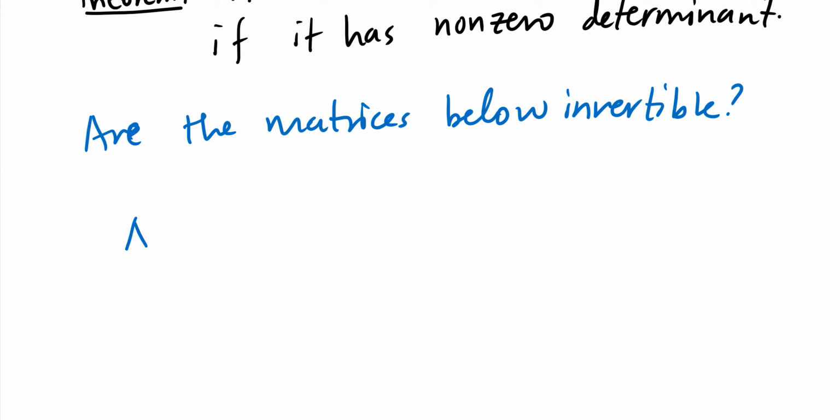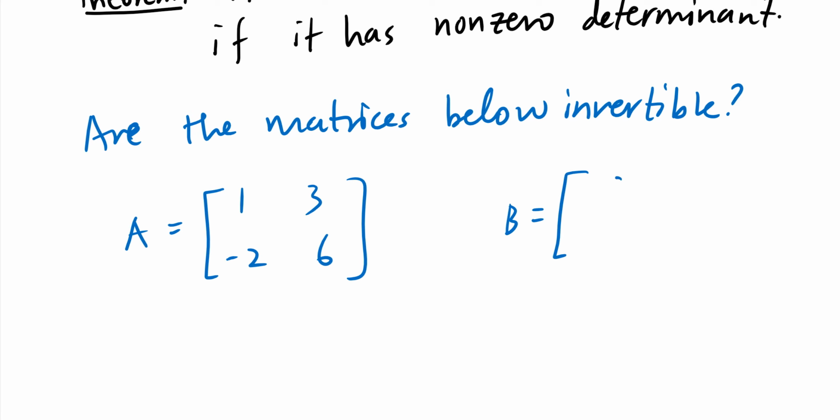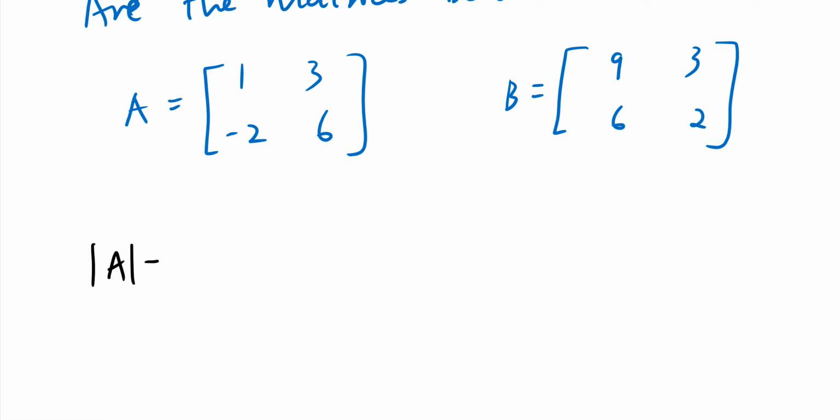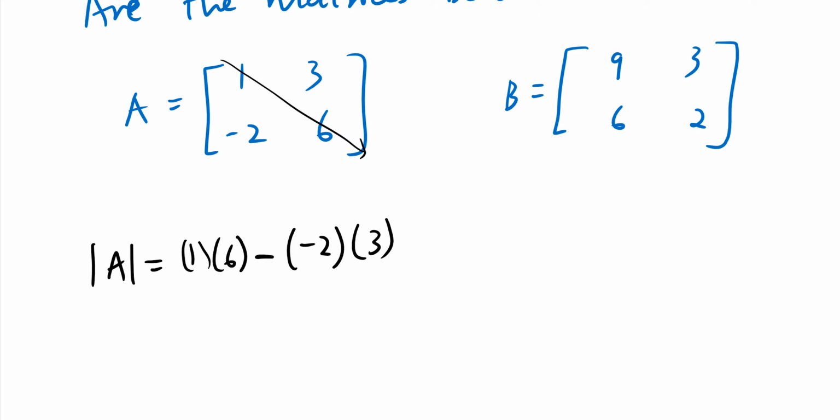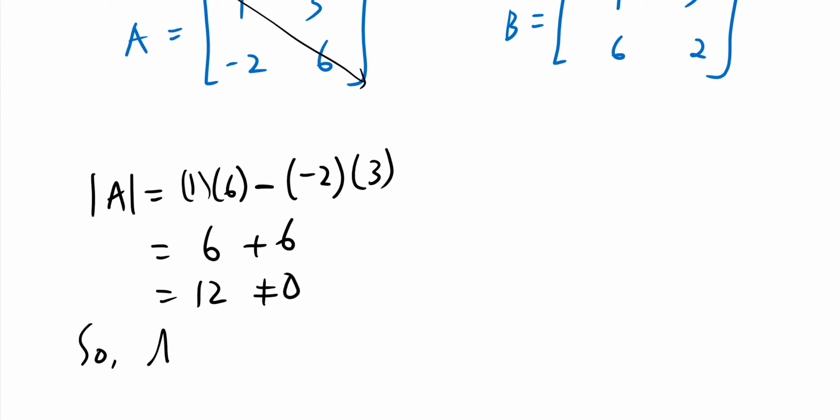Let's look at the first one. A: 1, 3, -2, 6, and another matrix we're going to look at: 9, 6, 3, 2. To check if it's invertible or not, we need to find the determinant for each one of them. So let's find the determinant of A. You multiply across, 1 times 6 minus negative 2 times 3. That gives us 6 plus 6, and that's 12. That's not 0. So A is invertible.